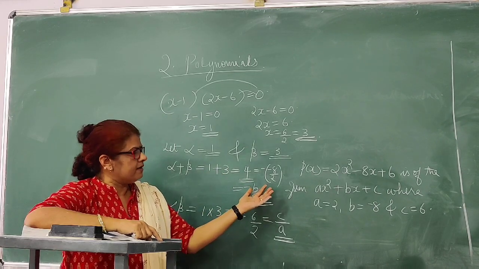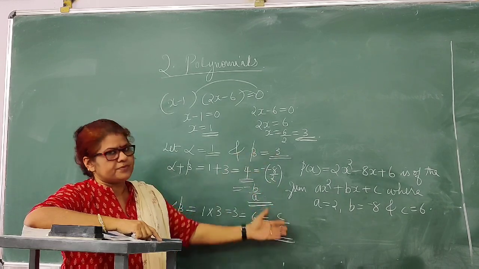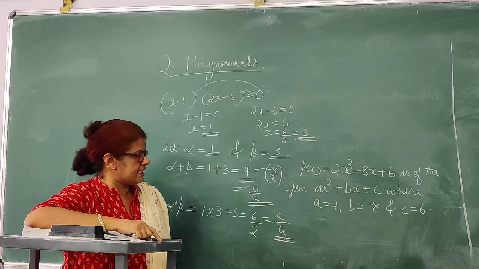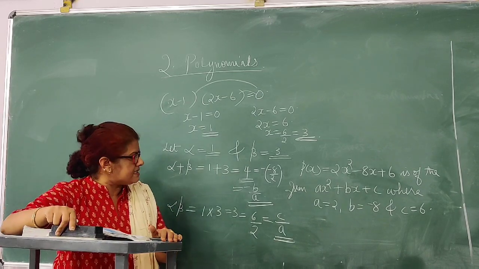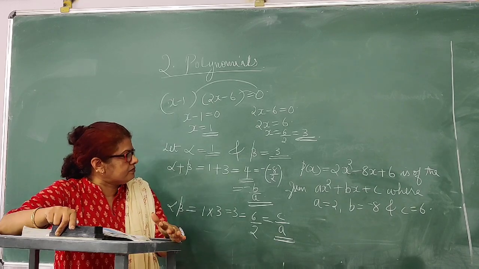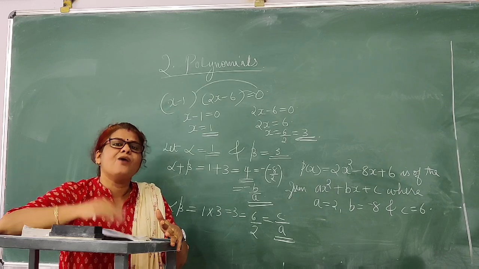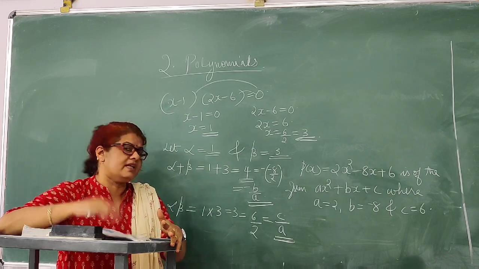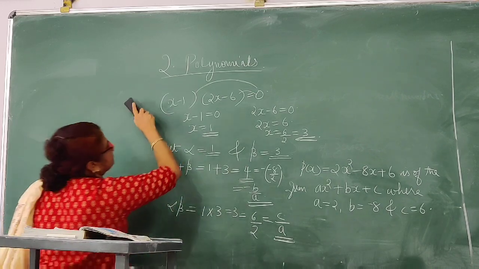The polynomials will be given, and you will be asked to find the zeros and to verify the relationship between the zeros and the coefficients. And one more type of question, that is, you will be given the sum and product and asked how to form a polynomial from that, the reverse question. Okay, let's discuss with an example.